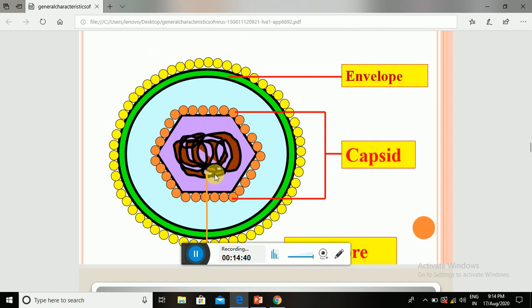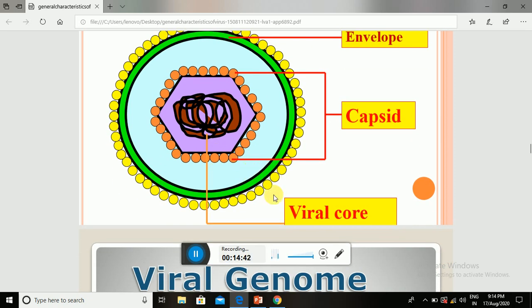That is about the structure of viruses, and about the general properties of viruses. The remaining properties, or remaining characteristics of viruses, we will discuss in the next lecture.